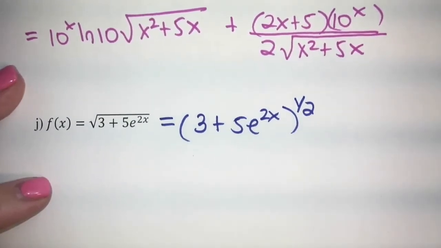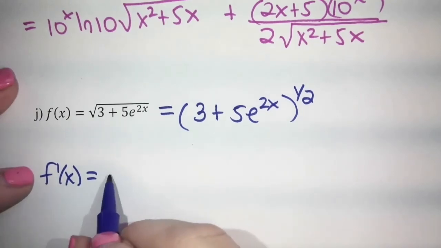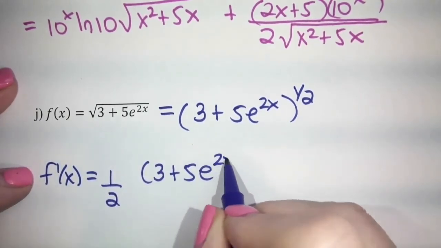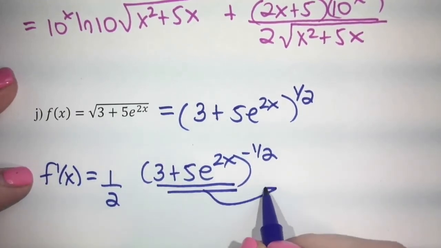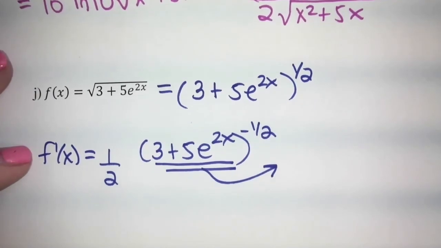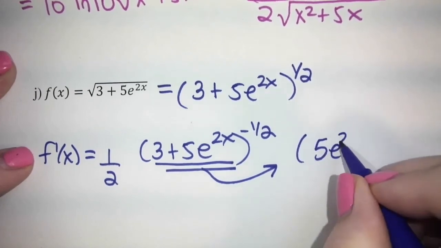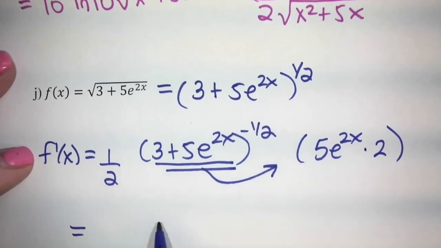So this is the chain rule. So derivative would be half out in front. Bracket to the half minus 1 is negative a half. Times by the chain rule, the derivative of what's in the bracket. And the derivative of 3 would be 0. The derivative of 5 e to the 2x would be 5 e to the 2x times 2. So that would end up being 10 e to the 2x on the top.